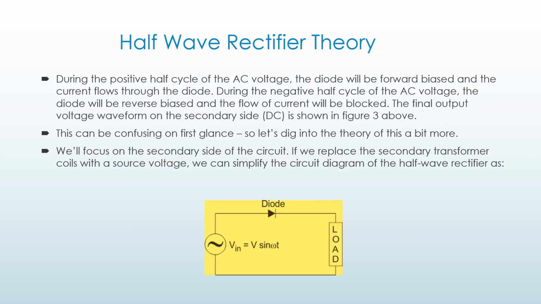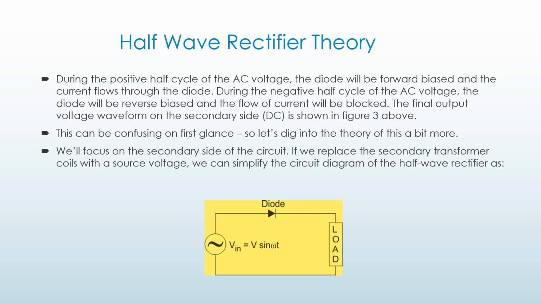During the positive half cycle of the AC voltage, the diode will be forward biased and the current flows through the diode. During the negative half cycle of the AC voltage, the diode will be reverse biased and the flow of current will be blocked. The final output voltage waveform on the secondary side is shown in figure 3 above. This can be confusing at first glance, so let's dig into the theory of this a bit more.